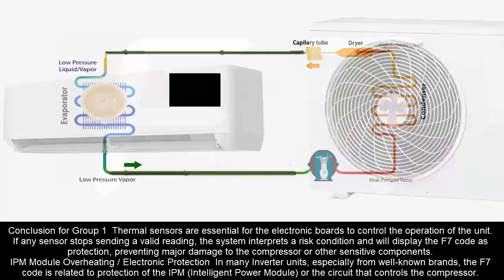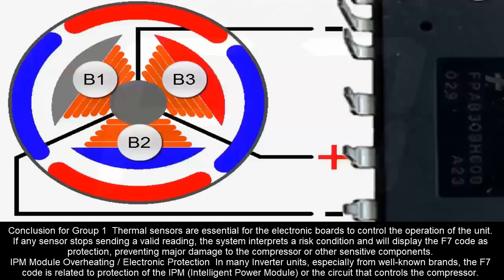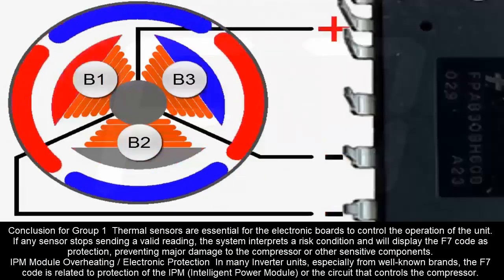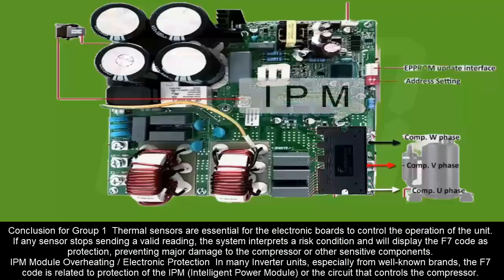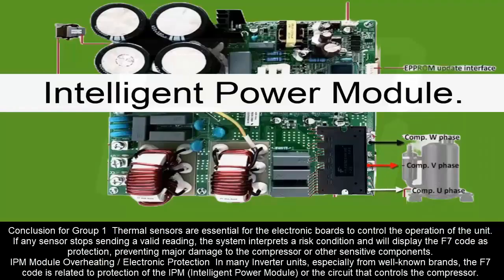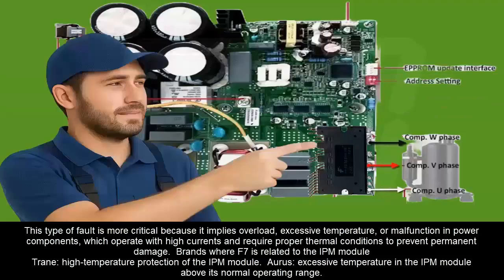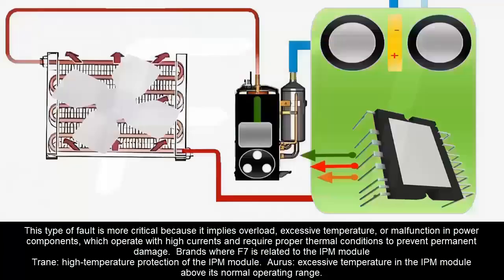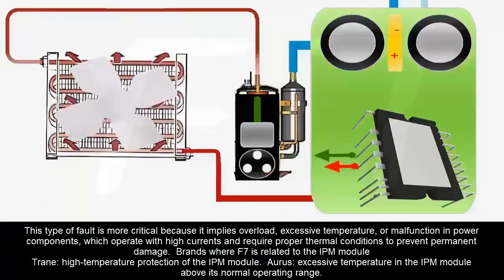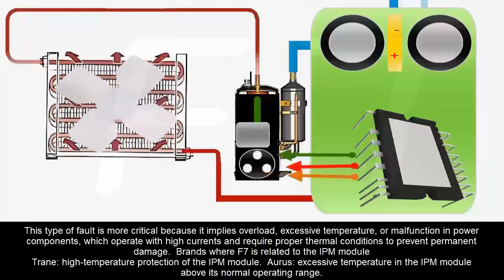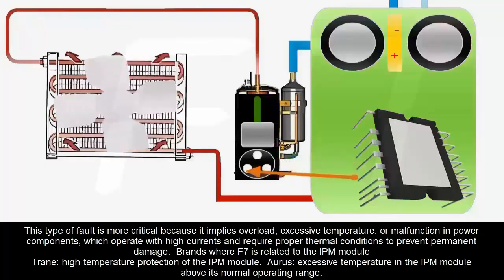IPM module overheating, or electronic protection. In many inverter units, especially from well-known brands, the F7 code is related to protection of the IPM module or the circuit that controls the compressor. This type of fault is more critical because it implies overload, excessive temperature, or malfunction in power components which operate with high currents and require proper thermal conditions to prevent permanent damage.